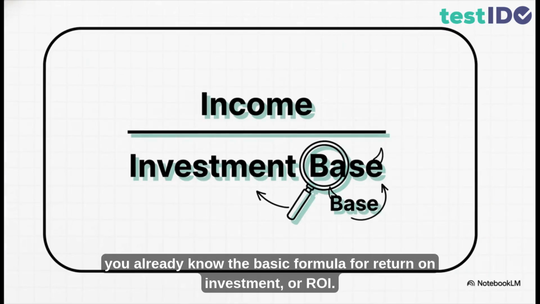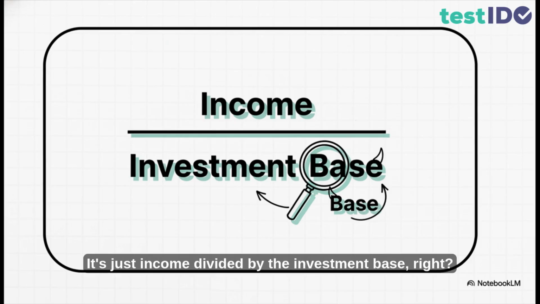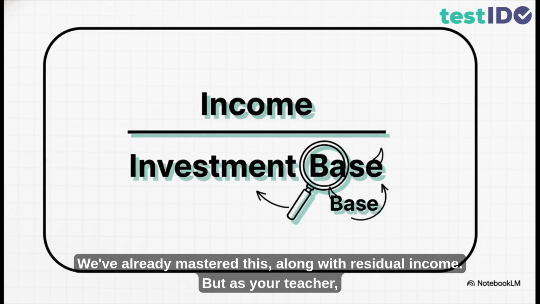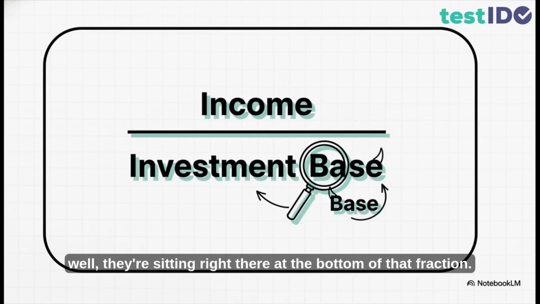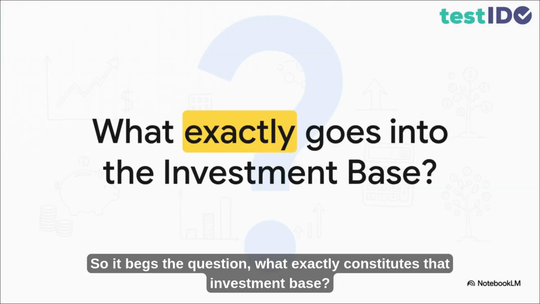Now, you already know the basic formula for return on investment, or ROI. It's just income divided by the investment base, right? We've already mastered this, along with residual income. But as your teacher, I have to give you a fair warning here. The devil is entirely in the details. And those details, well, they're sitting right there at the bottom of that fraction. So it begs the question, what exactly constitutes that investment base?